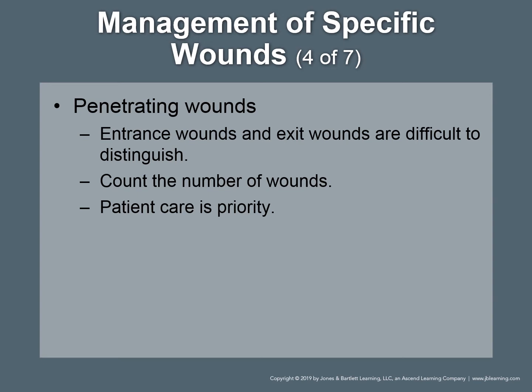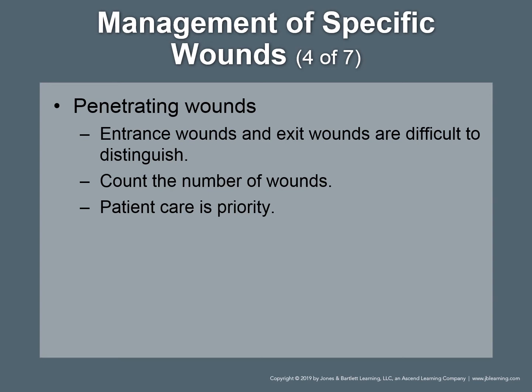With gunshots and things, you want to make sure you check for entrance and exit wounds. This says that they're difficult to distinguish, and sometimes they are. But if you're dealing with a gunshot, the entrance wound is typically smaller than the exit wound because of that cavitation. We usually have that pressure wave blowout on the exit wound.